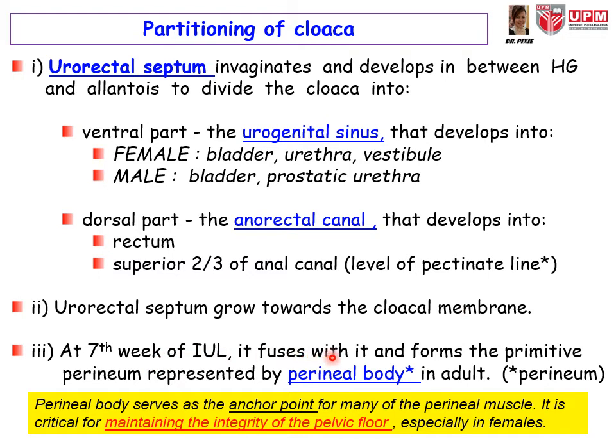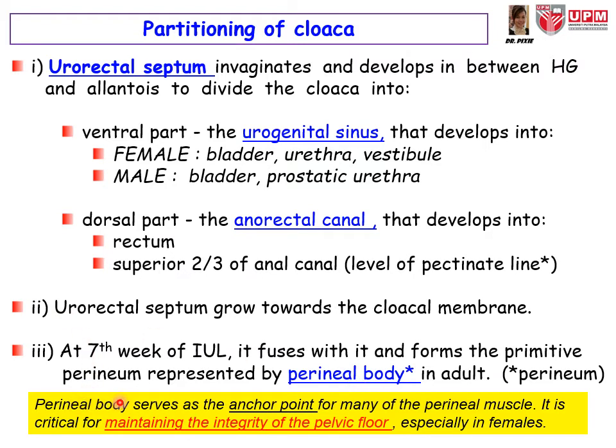7, it fuses with the cloacal membrane to form the primitive perineum, represented by the perineal body. Clinically, the perineal body is known as the perineum. What is the perineal body? The perineal body is the central tendon of the perineum. It is an irregular fibromuscular mass. In adults, it has a high content of elastic connective tissue blended with some smooth muscles. It is located at the midline of the perineum. We're going to look at the perineal body in the next diagram.